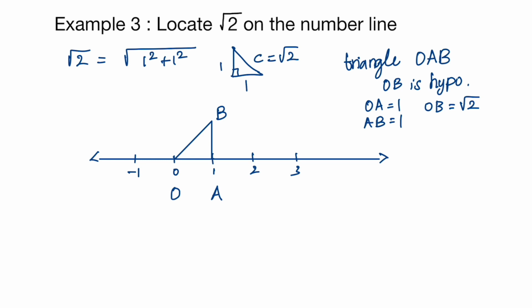So what you are going to do is take a compass. You are going to keep the compass's needle at O and extend it up until B. So you are going to measure this OB with your compass. Your compass's two ends, the pencil end and the needle, should be this length OB. With that you are going to place the needle at O and draw an arc, cutting the number line.